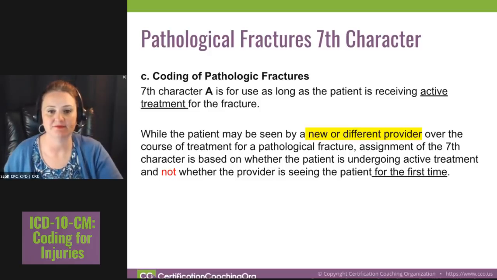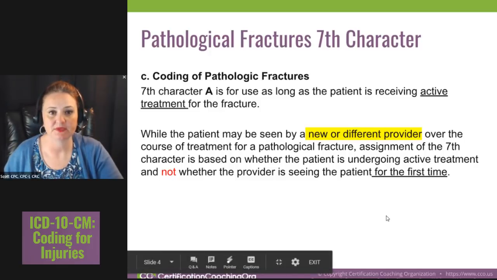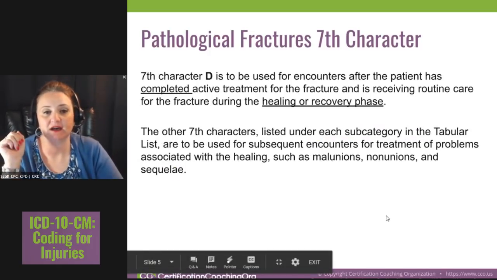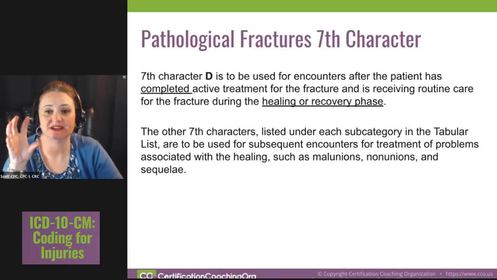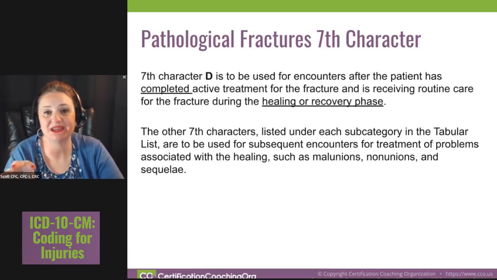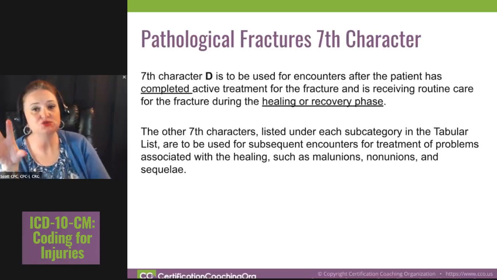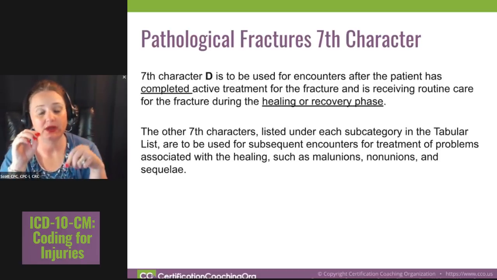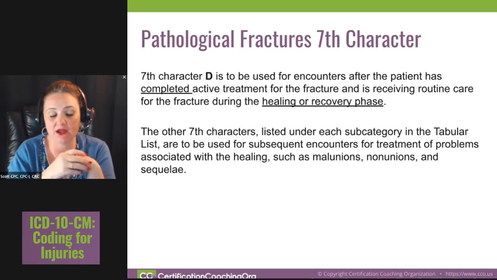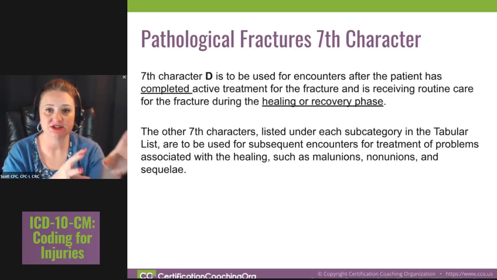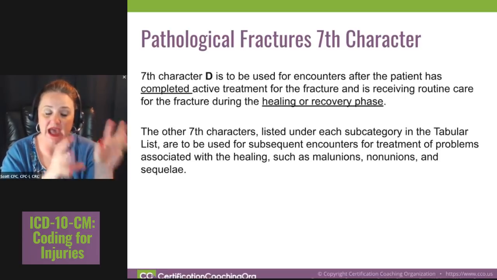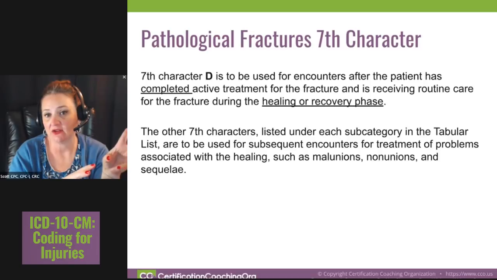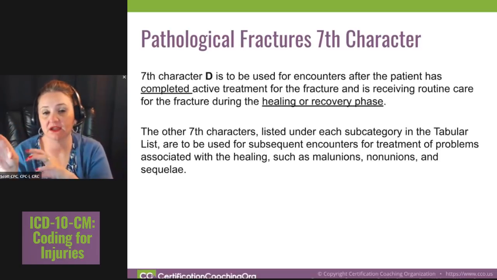Okay, very, very important. Now, the seventh character of D is going to be subsequent. Now, this is really hard when you're looking at fractures. What constitutes active treatment and the healing or recovery phase?